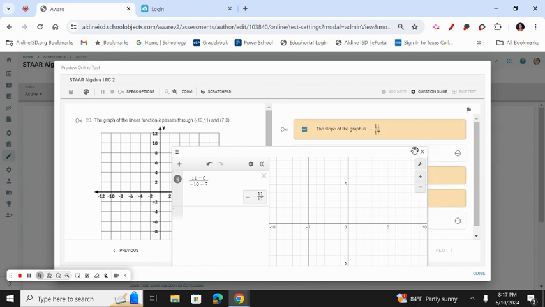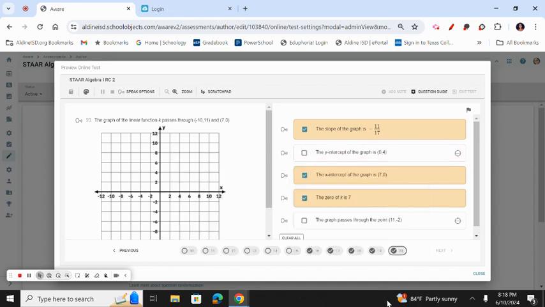I don't know why I thought it was going down. Maybe I plot the points wrong. Oh, I did. It said negative and it's up here at the positive. There you go. That's what I messed up on.